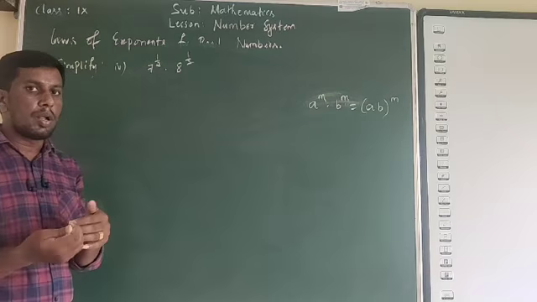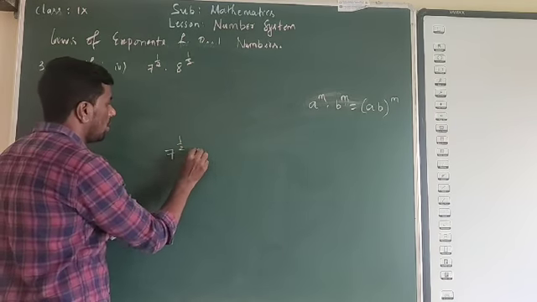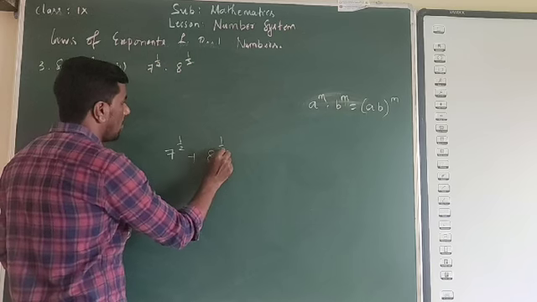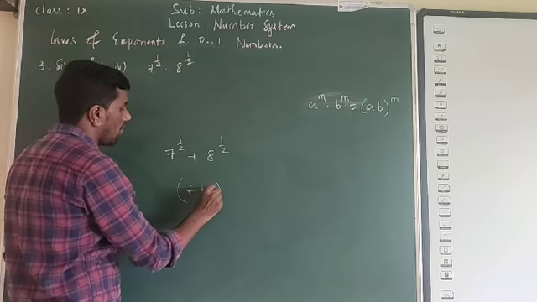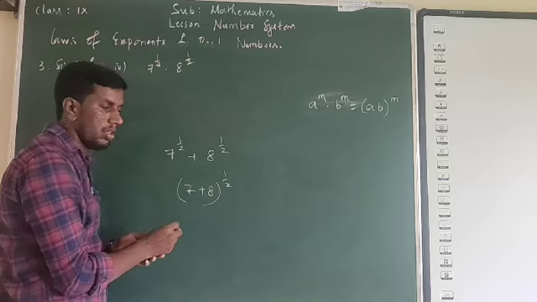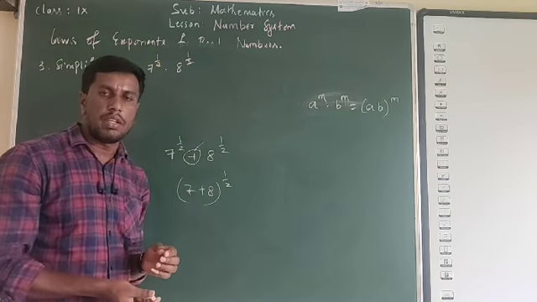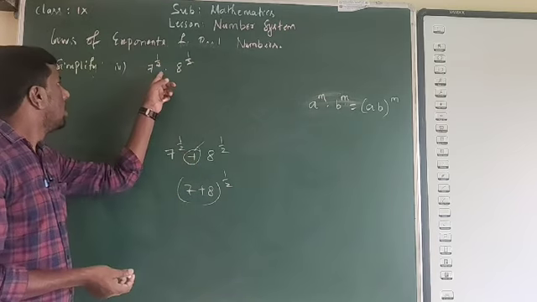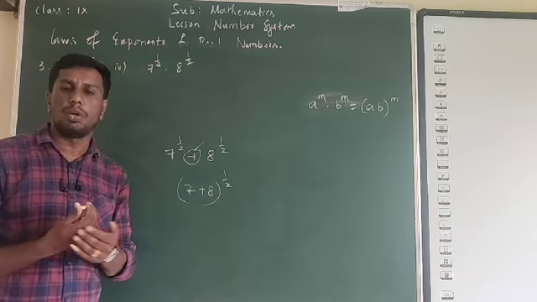But the same thing is not applicable for addition. Remember that. If I have 7 to the power of 1 by 2 plus 8 to the power of 1 by 2, don't think that I can write 7 plus 8 to the power of 1 by 2. This is wrong, because I have an addition sign. Here it is a multiplication operation, and here it is an addition operation. The operation plays a very big role.